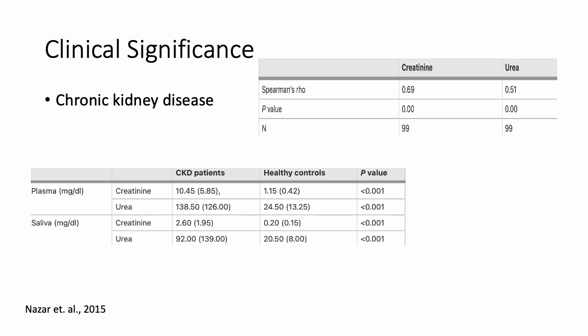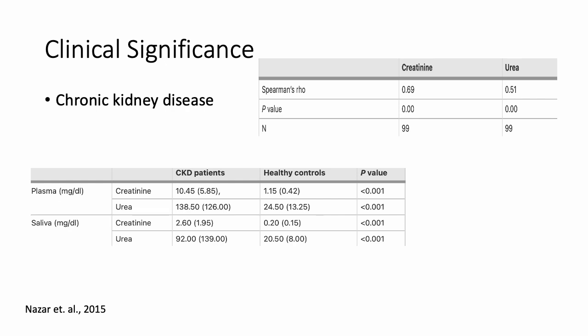Okay, so now moving on to our clinical significance, which in this case is chronic kidney disease. In our study, there is a focus on patients with chronic kidney disease evaluating their levels of salivary creatinine and urea compared to those of a healthy individual. It involved taking 50 patients with chronic kidney disease in the last stages and 49 healthy individuals. Saliva and blood samples were taken from the patients in order to complete the analysis.